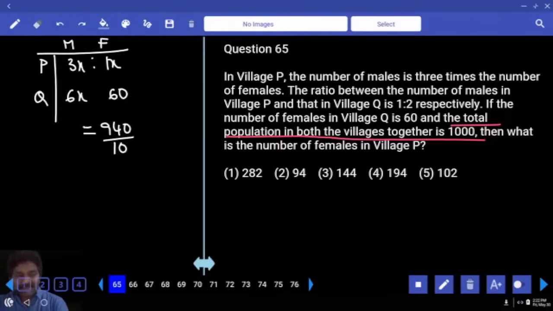And the question is, what is the number of females in village P? Females in village P is x only, 94, second option.